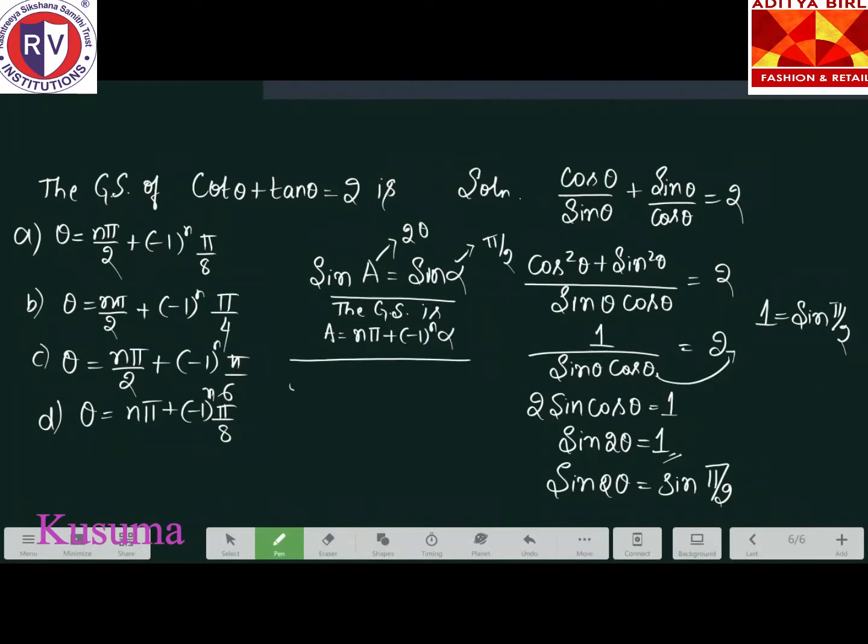So what happens here? 2 theta is equal to n pi plus minus 1 to the power of n into pi by 2. But the answers are for theta, so I'll take this 2 to RHS. So this will be n pi by 2 plus minus 1 to the power of n into pi by 4. Right? So this is the general solution. So this is your option B. Option B is the answer.